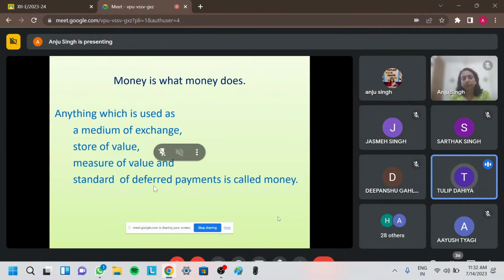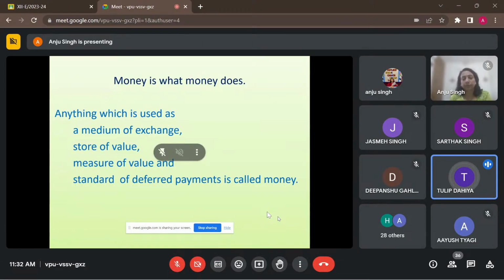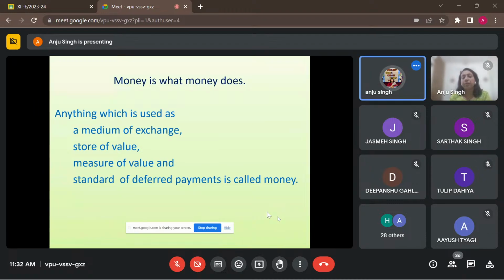...of exchange, store of value, measure of value, and standard of deferred payments is called money. And what are all these four features called, children? What are they called? Come on, you have done this. Are they advantages of money? Are they features of money? Are they disadvantages of money, or are they something else? Functions. Very good. They are functions of money. Medium of exchange, store of value, measure of value, standard of deferred payments.